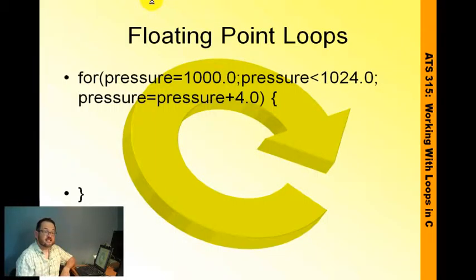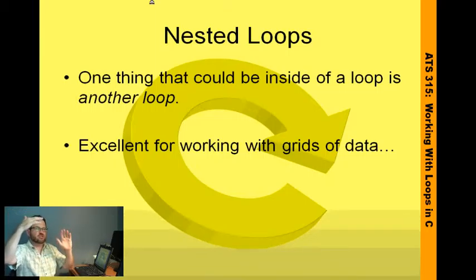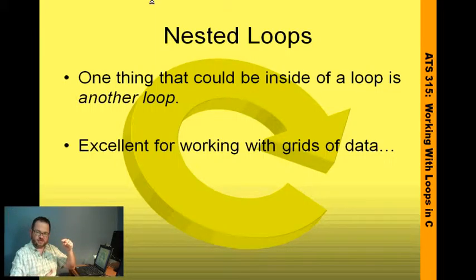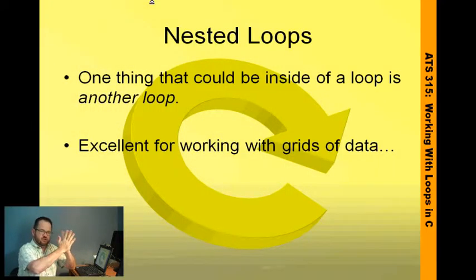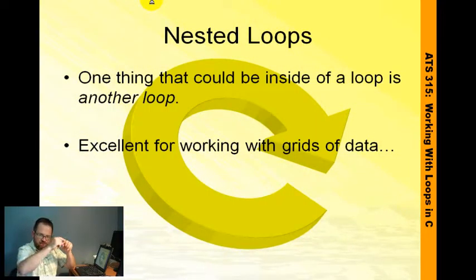One of the things that can be inside of a loop is another loop. In fact, that's a very common thing in atmospheric sciences because that's great for working with grids of data. I mean, if you have a grid of data that has 25 rows and 57 columns, you could say, for each row, for row equals 0 to row is less than 27, and for each column, from column equals 0 to column is less than 57, then each time through that loop, for each of the rows, you go through all the columns, and then you'd move on to the next row, and you do all the columns.